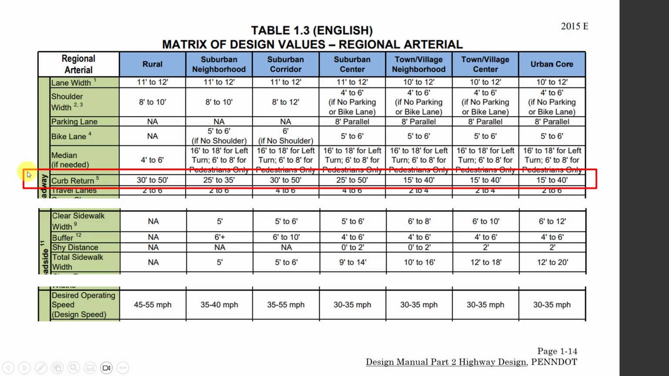You can see it right here. They call it, in this case, curb return. That's unusual a little bit, but that's what they mean. This is the design values for the turning radius for these types of roads.